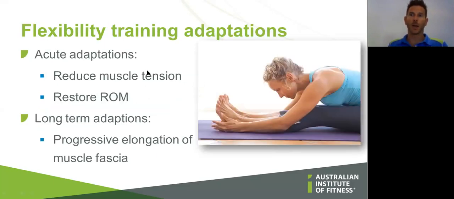Some acute, or very quick, adaptations to flexibility training: we can reduce muscle tension. So if you've got really, really tight muscles during training, we can reduce that tension, and it helps restore range of movement, which will help in a session as well. Over the long term, however, we get a progressive elongation of muscle fascia, which allows a lengthening of muscles, but also a better posture over time.